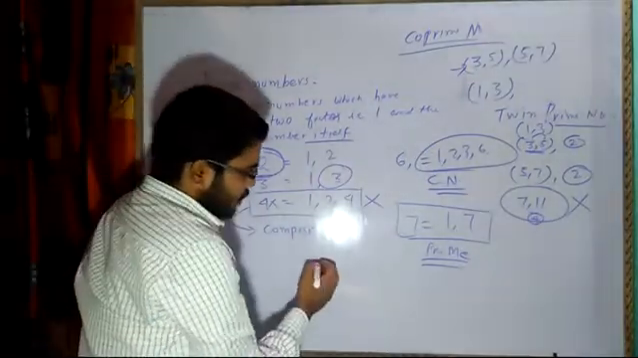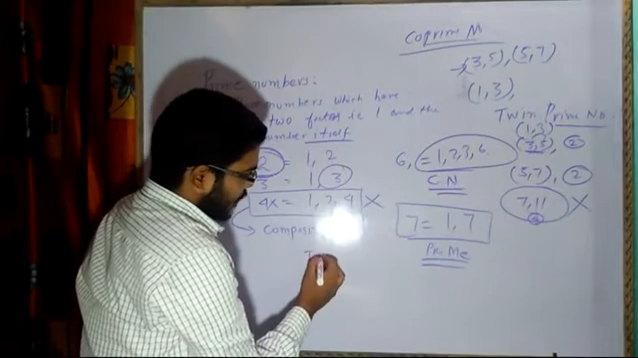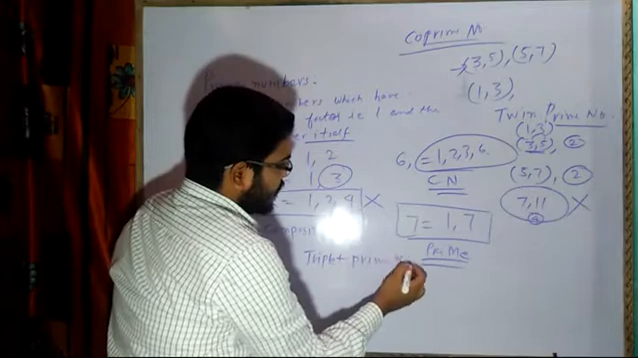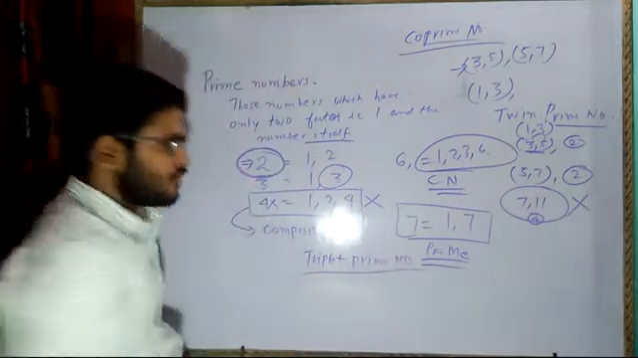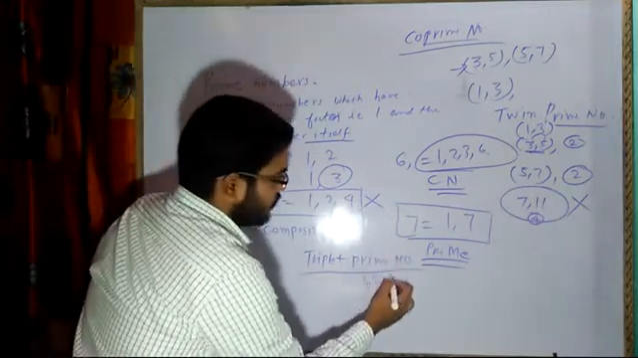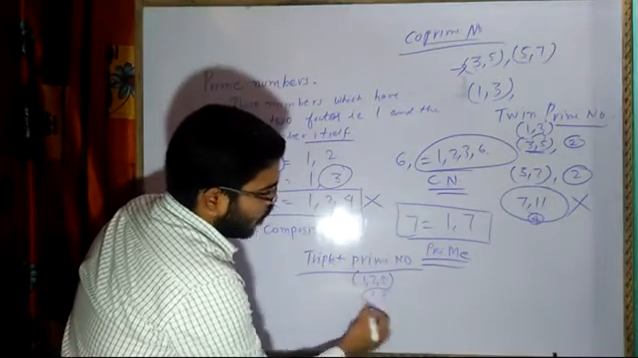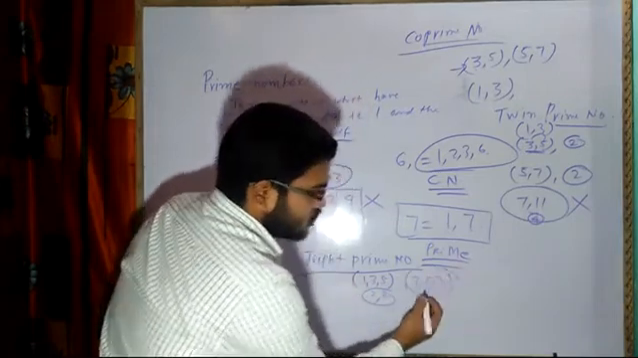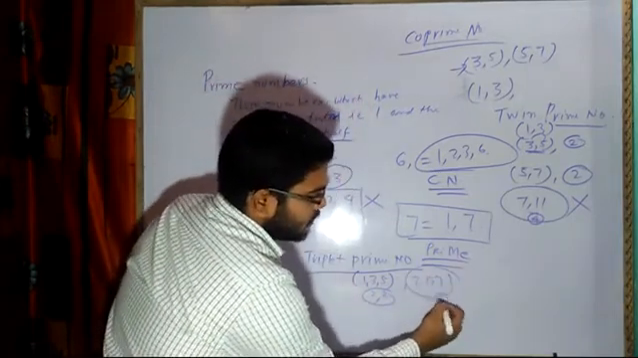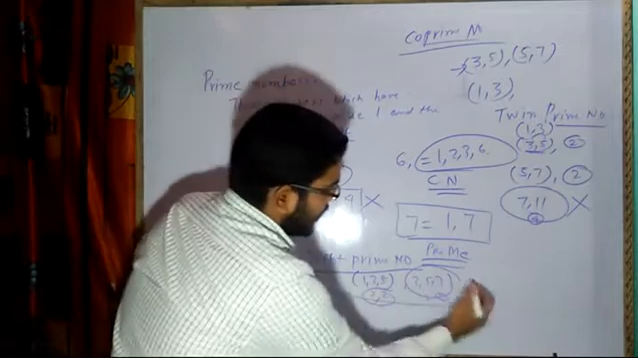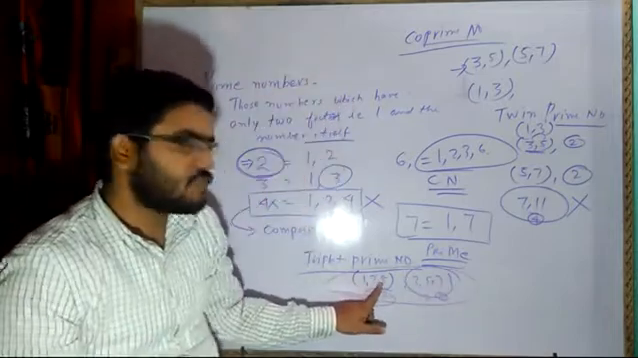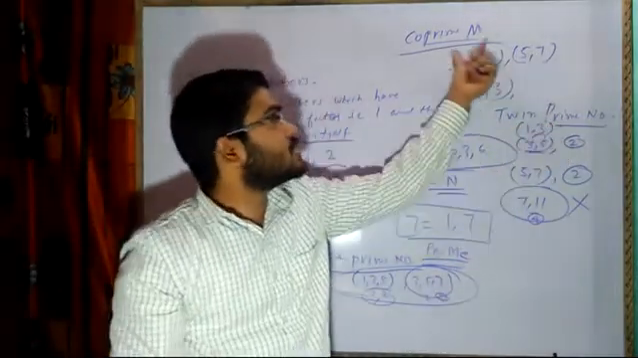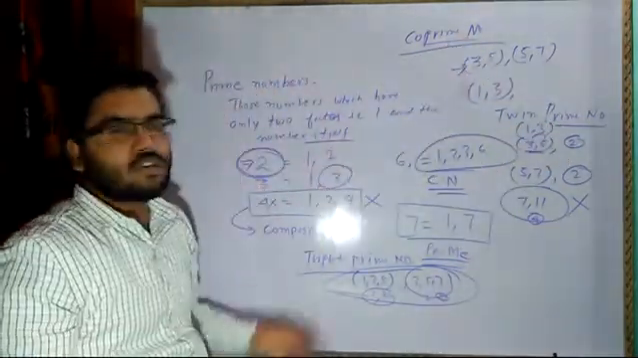Now we have triplet prime numbers. Triplet prime numbers means a set of 3 numbers like 1, 3 and 5. What are the differences? 2 and 2. Again I can write 3, 5, 7. 5 minus 3 is 2, 7 minus 5 is 2. So these are triplet prime numbers having common differences of 2. So one set of numbers, second set of numbers: this is twin primes, this is co-prime numbers, this is prime numbers and composite numbers.